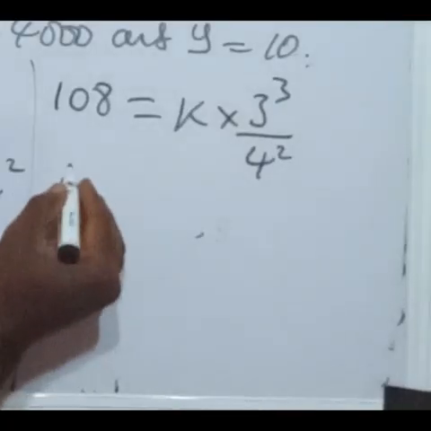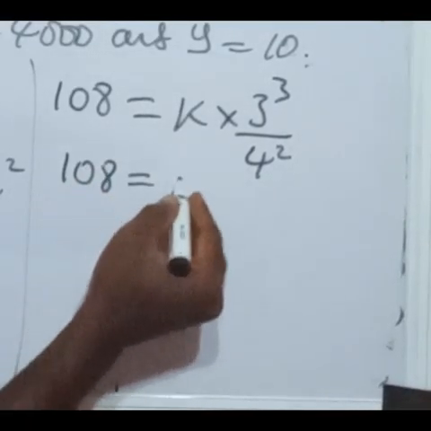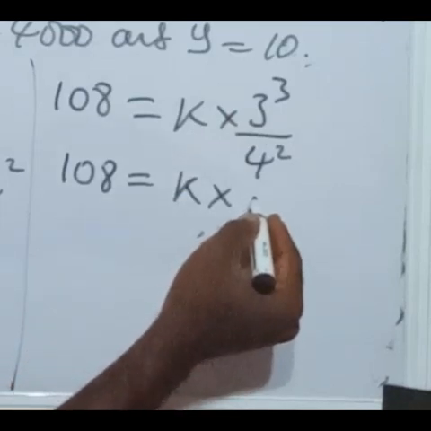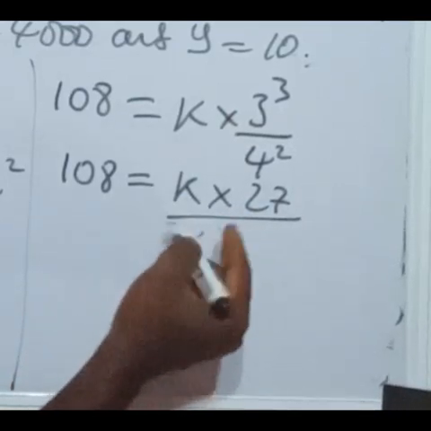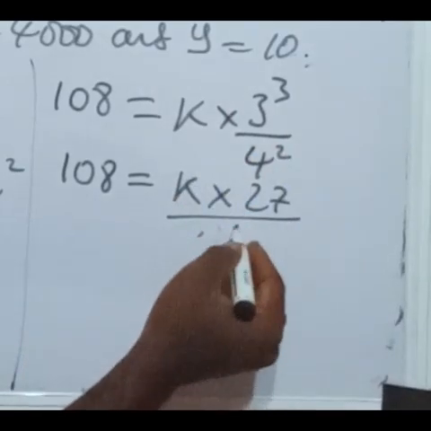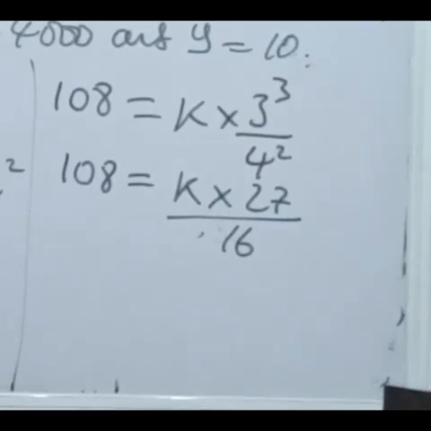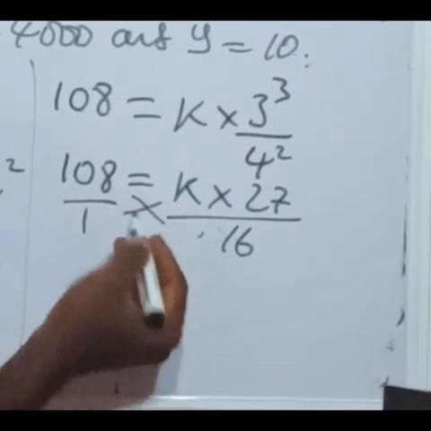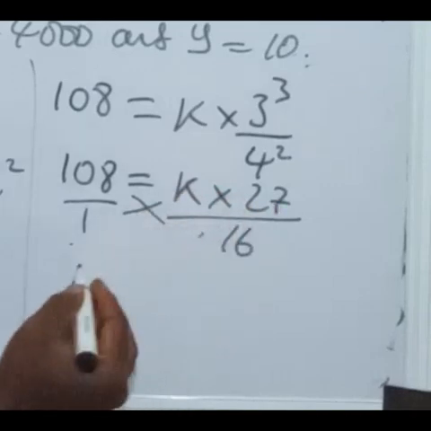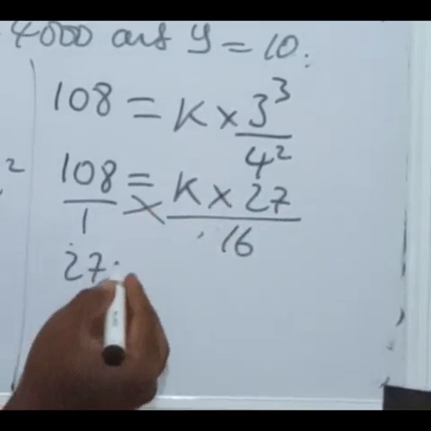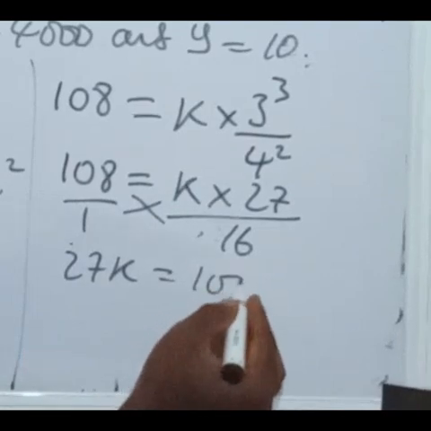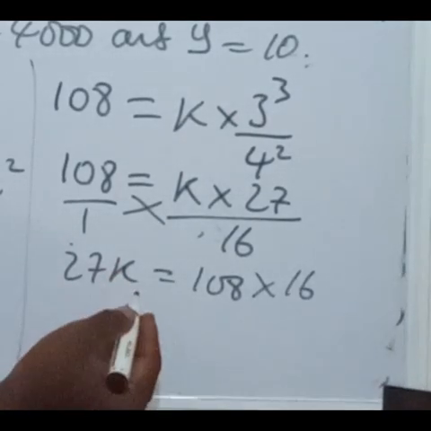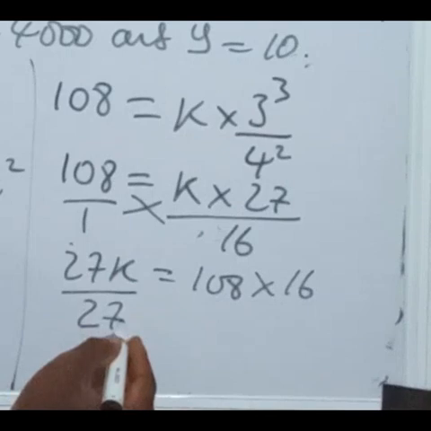So what do we do? 108 is equal to, if we simplify, k times 3 raised to power 3 is 27, all over 4 raised to power 2 is 16. Okay, and then this is all over 1. Remember, we are looking for k, so we can cross multiply here to have k times 27 times 1. You have 27k equals 108 times 16. Okay, then to find k, we divide both sides of the equation by 27.